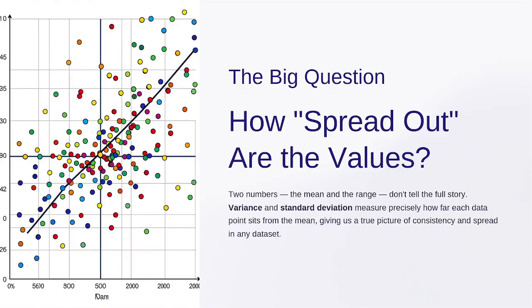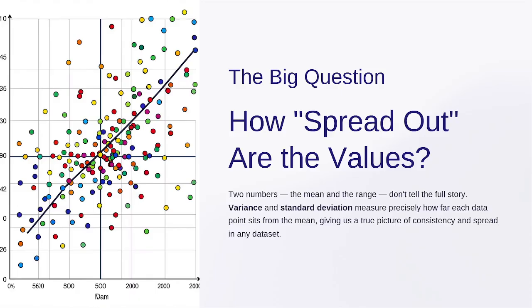The big question: how spread out are the values? Imagine two classes. Class A marks 48, 49, 50, 51, 52. Class B marks 10, 30, 50, 70, 90. Both classes have the same mean, that is 50. But are they really similar?